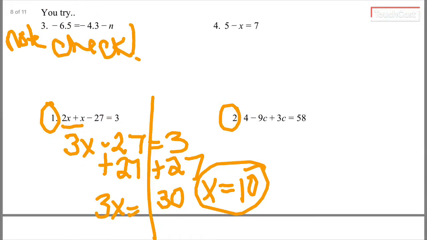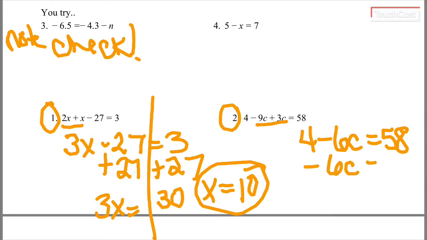Okay, let's do this one. 4 minus 9c plus 3c equals 58. Let's combine our like terms. This will be 4 minus 6c equals 58, because the negative 9c plus a positive 3c is negative 6c. So then negative 6c equals 58 minus 4, which is 54, because we have to subtract 4 off both sides.